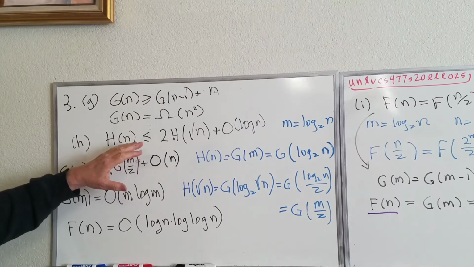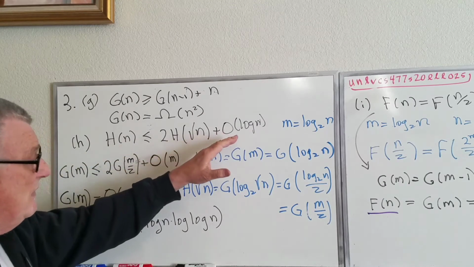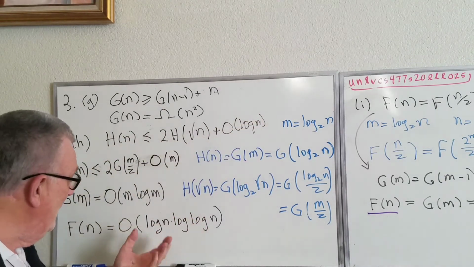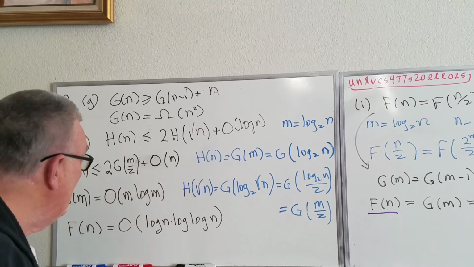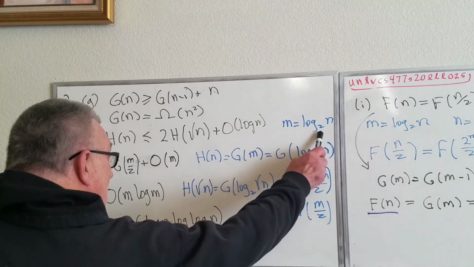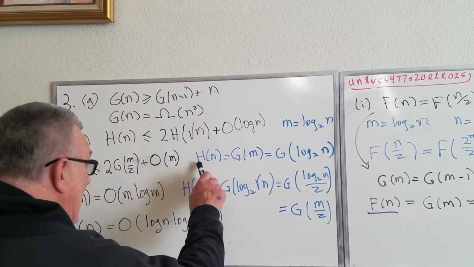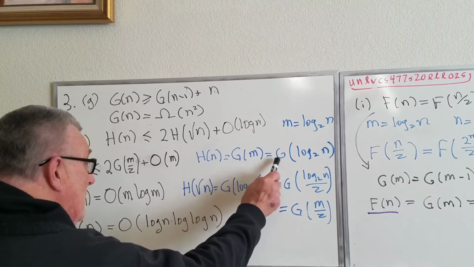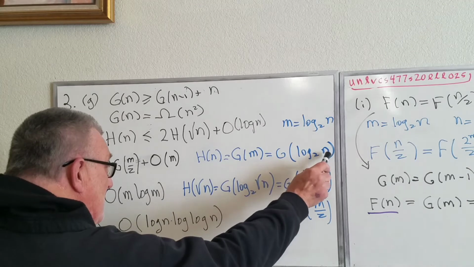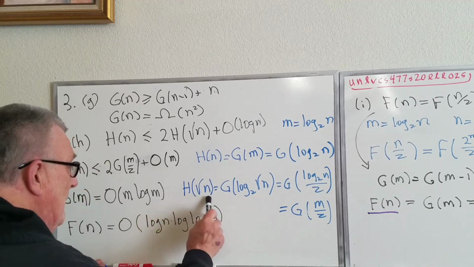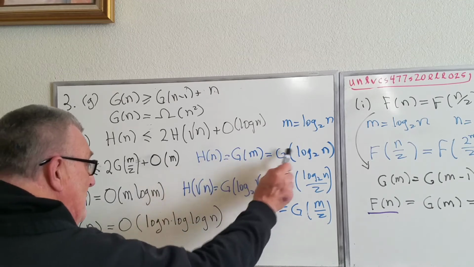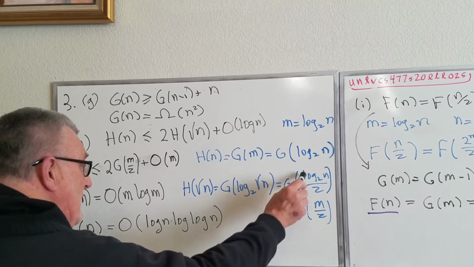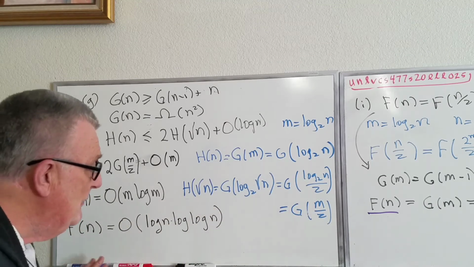So if h of n is less than or equal to 2h of the square root of n plus log n, well, we know because of this less than or equal to and the big O that the answer will be big O. But other than that, we're going to do the substitution m equals log n, and we let h of n be g. So we introduce a new function g of m, but since m is log n, that's g of log base 2 of n. Now, what's h of the square root of n? Well, substituting here, it's g of the base 2 logarithm of square root of n, which is g of half of the base 2 logarithm of n, which is g of m over 2.